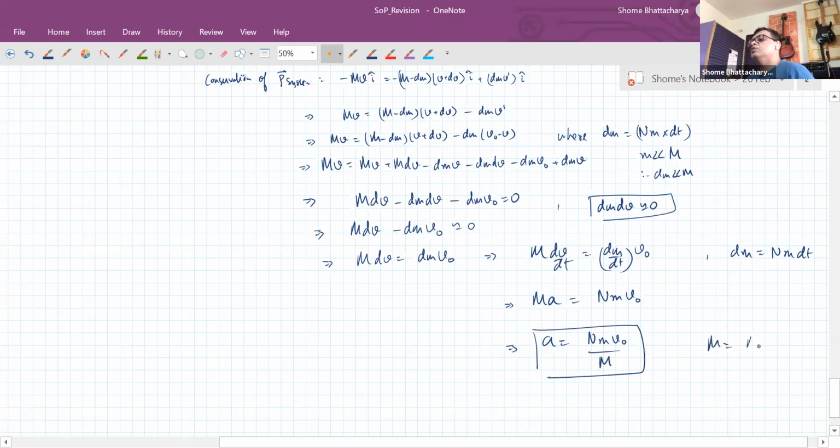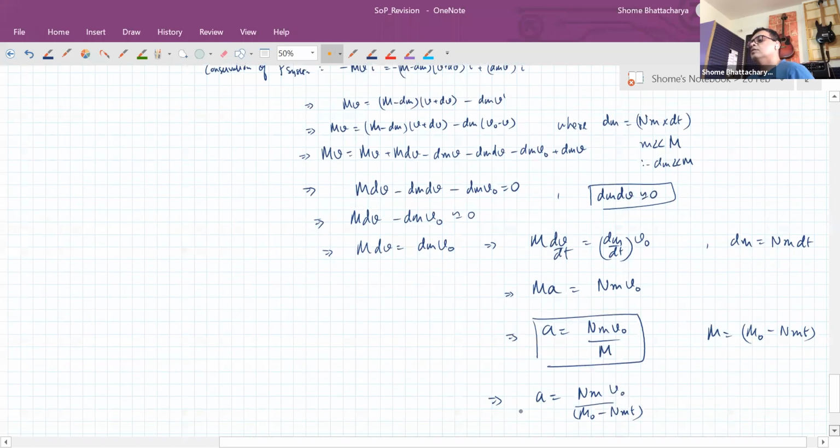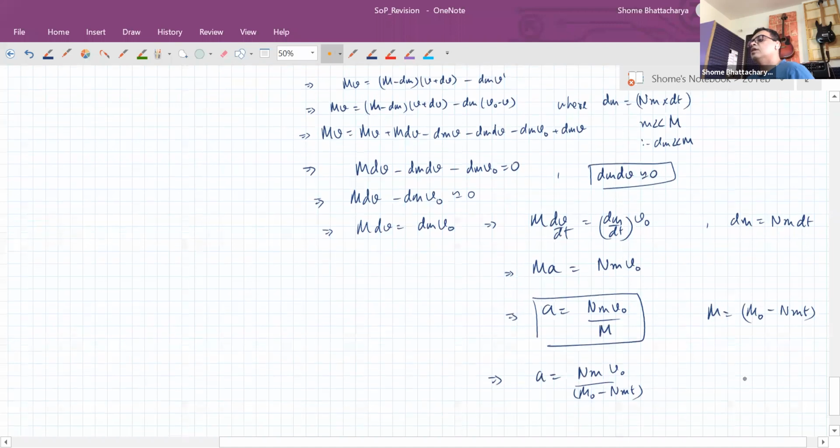So m is equal to m naught minus n m t as a function of time. So the acceleration of the tank as a function of time becomes the rate of firing shells into mass of each shell divided by the mass at that instant, which is going to be this much, into the speed of fire, the relative speed of fire. So this becomes our final answer. Acceleration as a function of time.